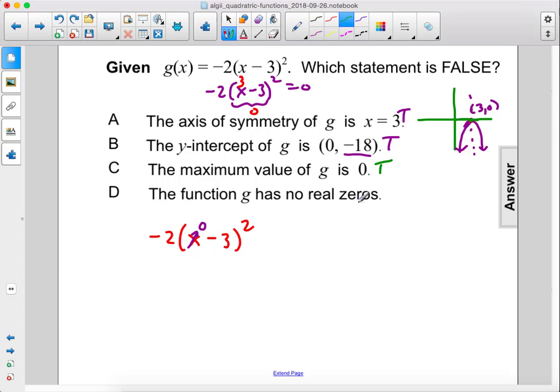D, the function g has no real zeros. This is false. This is the answer to our question because we see right here we have one zero, right on the x-axis, right at the point (3, 0). There's one solution. So the answer here is D.